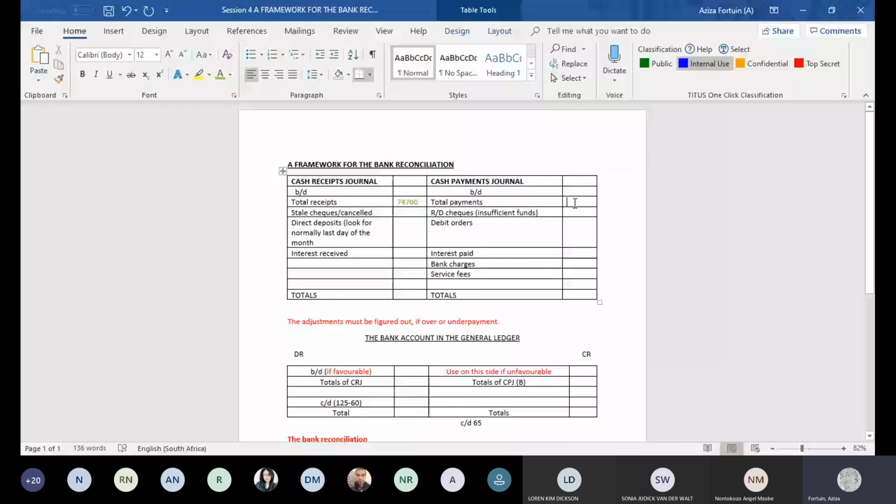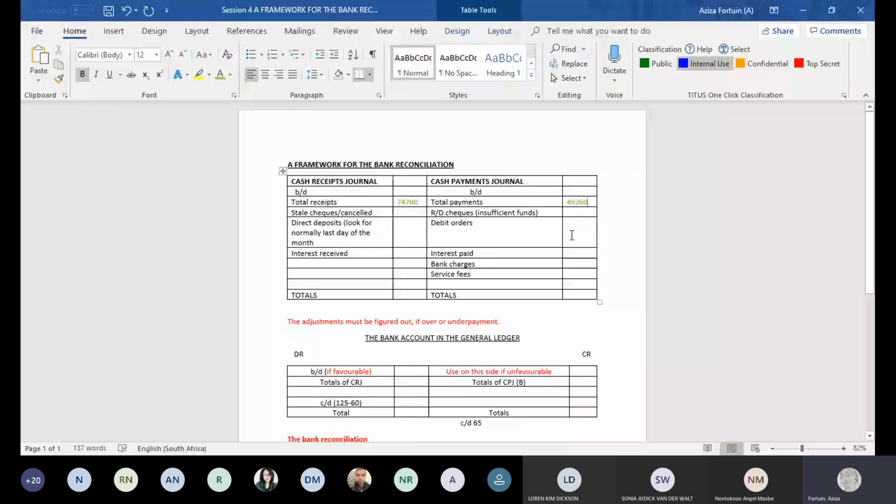Okay, because it told me that the business cash receipts journal is 74,700 Rand, I go and put it in there. One mark for grabs. Then they say to me, the next line is that the business cash payments journal totaled 49,260. So I go and put it in there, another mark. So this framework you will use all the time.